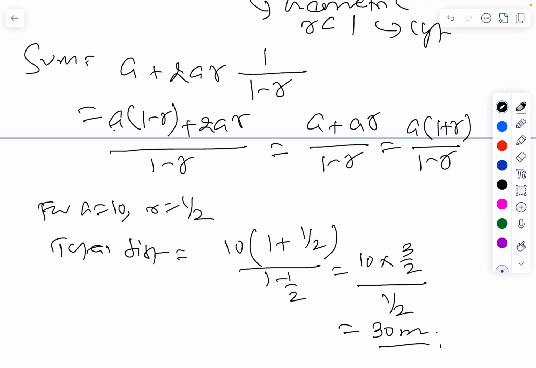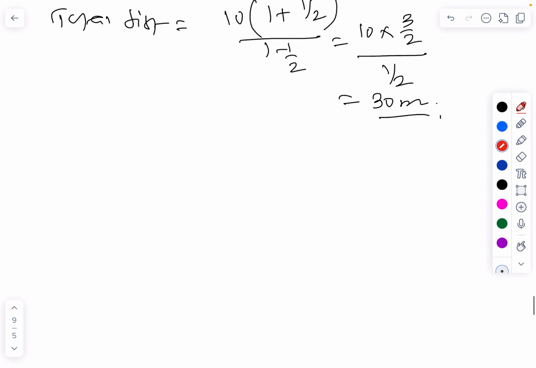One another question is also there. It's a good application here also. It is like this. There is a sequence of squares like this. So we have one square.